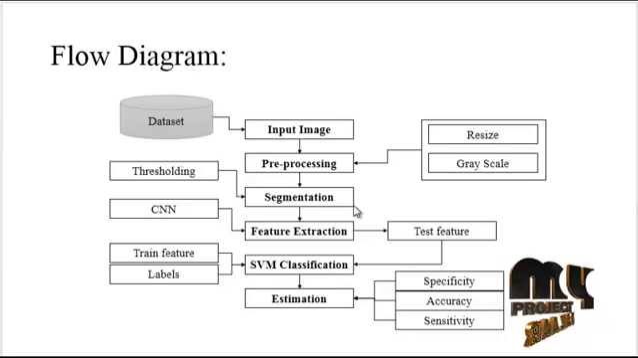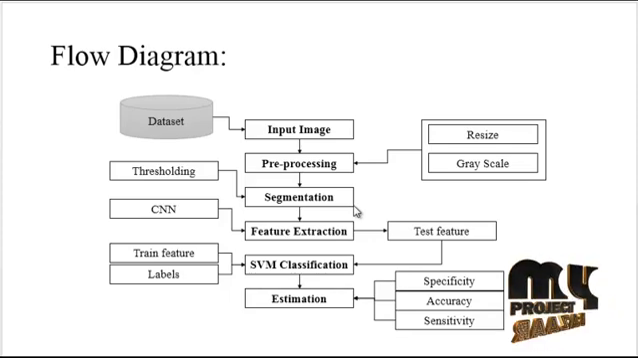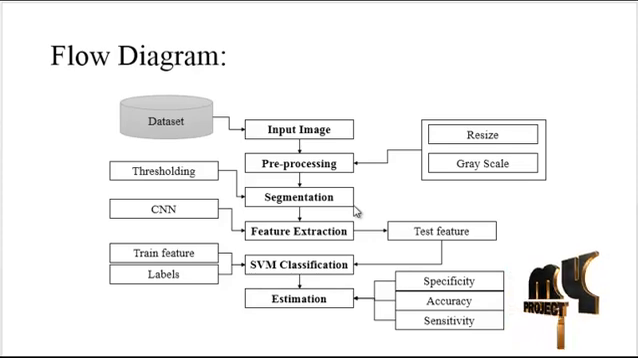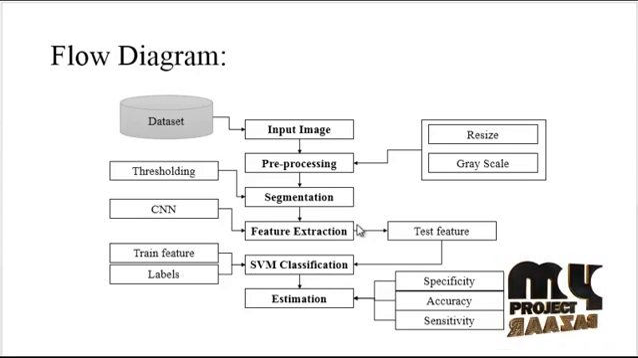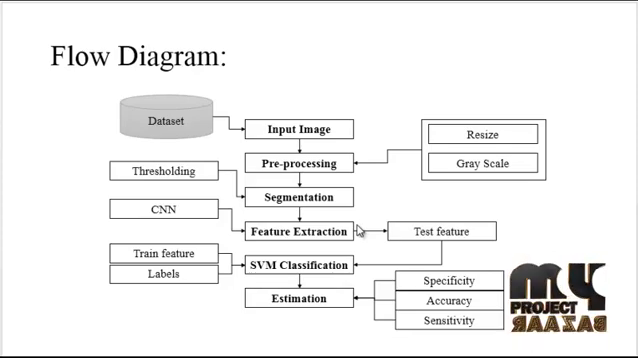After extracting the tumor portion, we just move on to the feature extraction. In this feature extraction step, we are using the CNN, that is the convolutional neural network method, to extract the features from the image. Feature is nothing but the collection of data from the image, that is in the pixel-wise form. After extracting the data, we are going to do the classification step.